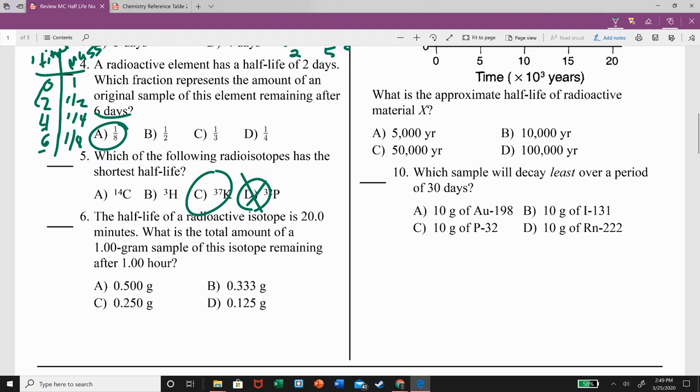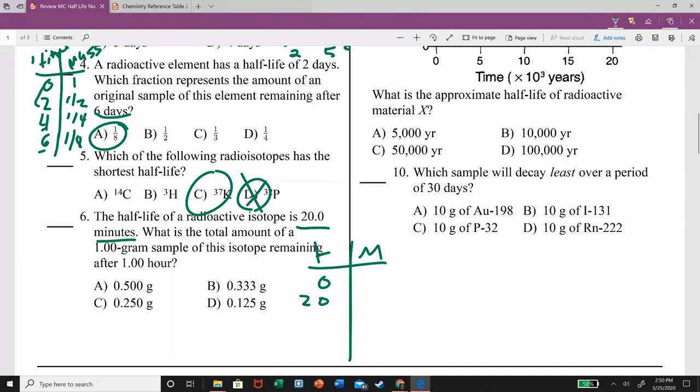All right. So number 6: the half-life of a radioactive isotope is 20 minutes. So there's my half-life, 20 minutes. What is the total amount of a 1 gram sample of this isotope remaining after 1 hour? Okay, so I'm going to set up a chart. Oh, look, I have a line right here. I'm just going to do T for time, M for mass. Time starts at 0. So the half-life is 20 minutes. There's where my half-life goes.